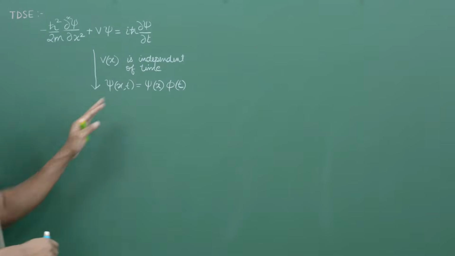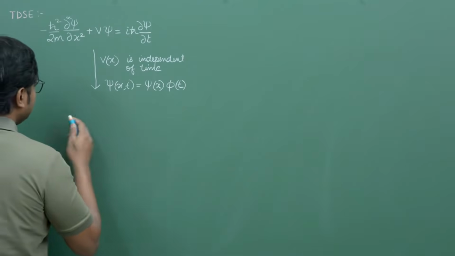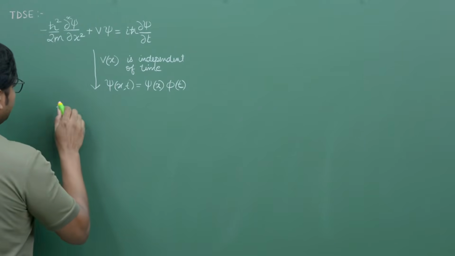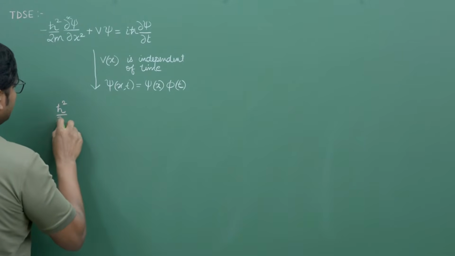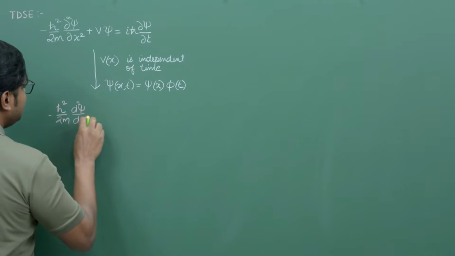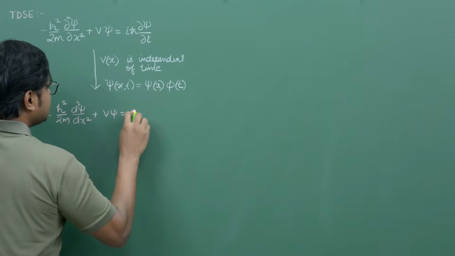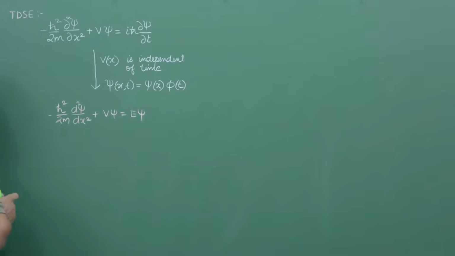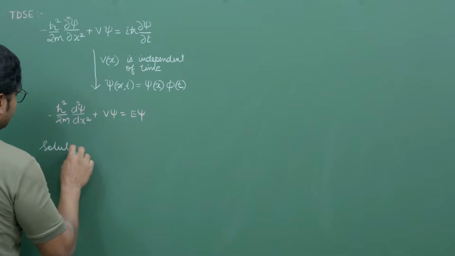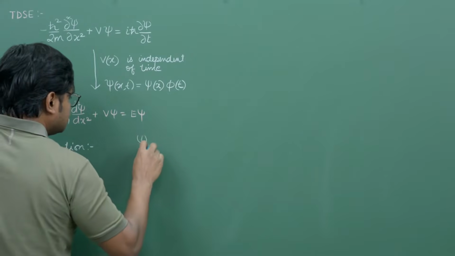Now, if I do this kind of an approach here, then this equation becomes an ordinary second order differential equation, which looks like minus h cross squared upon 2m, d squared psi upon dx squared, plus V psi is equal to E psi. This is also sometimes known as the energy eigenvalue equation. The solution of this kind of a time independent Schrödinger equation is psi(x).